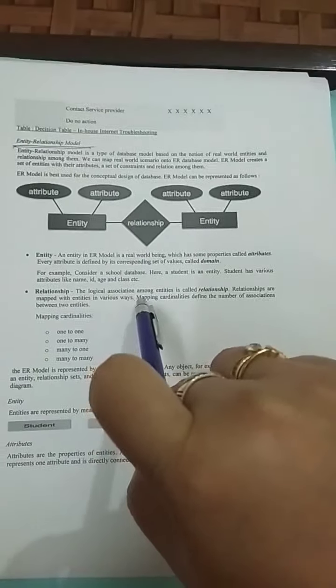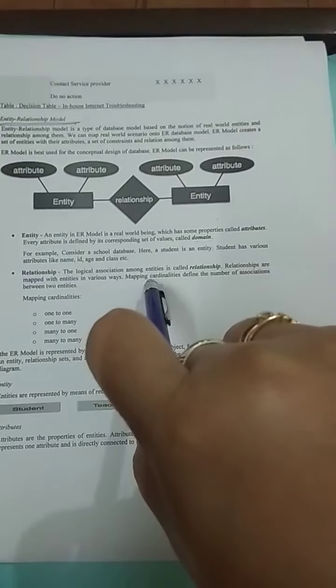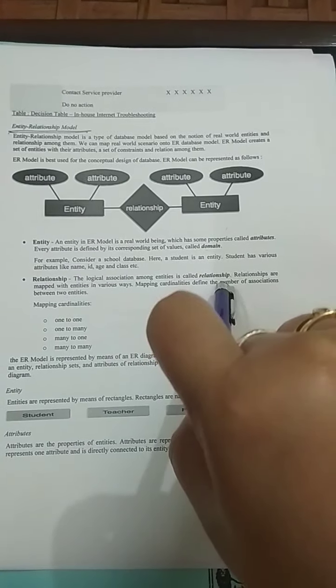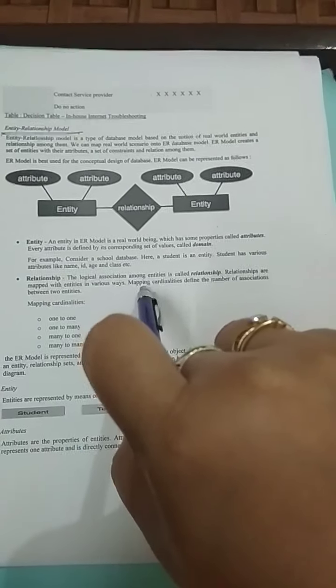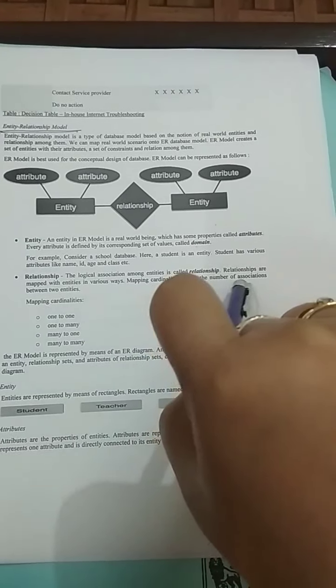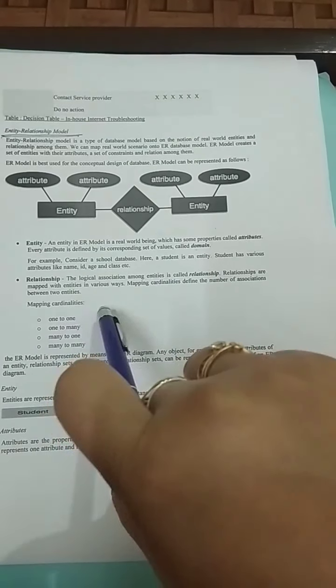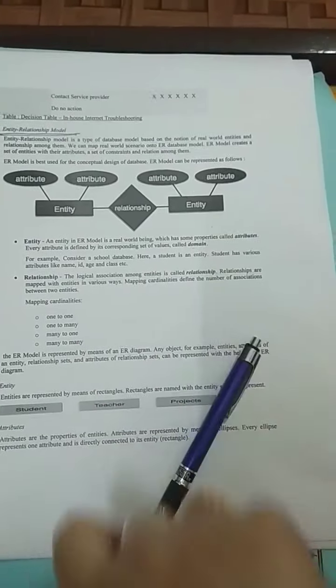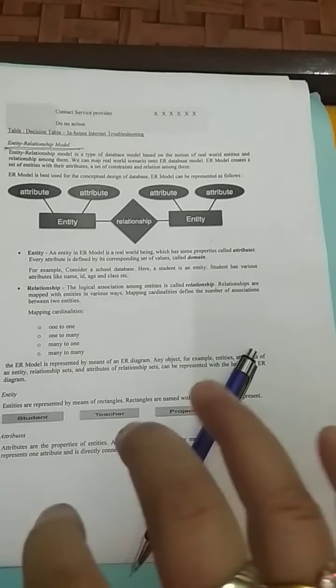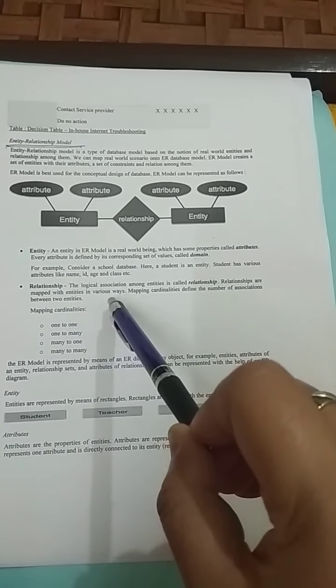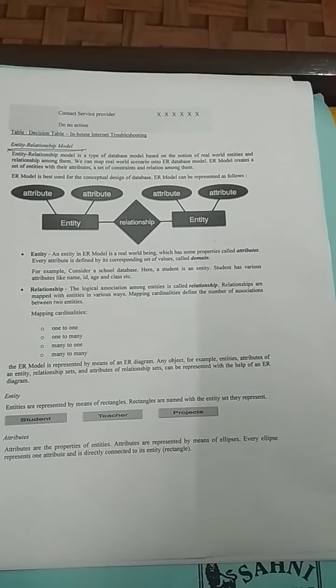Relationship is the logical association. Basically, an association among the entities is called the relationship. So relationships are mapped with the entities in various ways. Mapping cardinalities define the number of associations between two entities. Relationship is basically the association that must exist between the entities. So relationships map the entities in various ways, right?